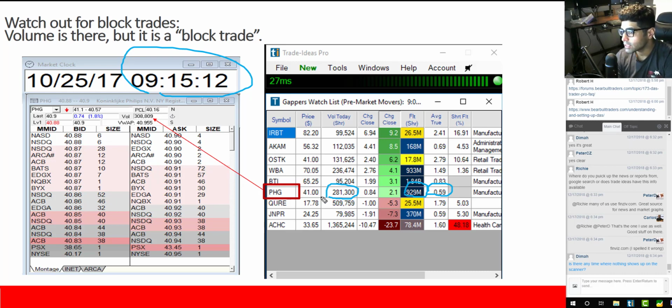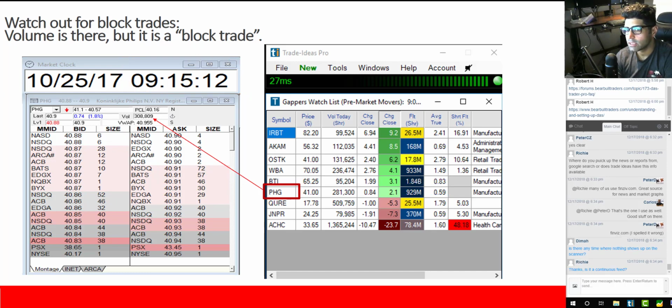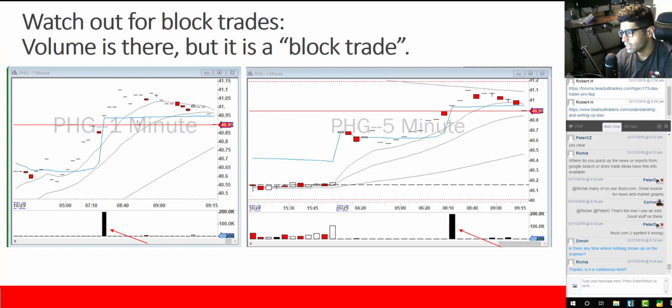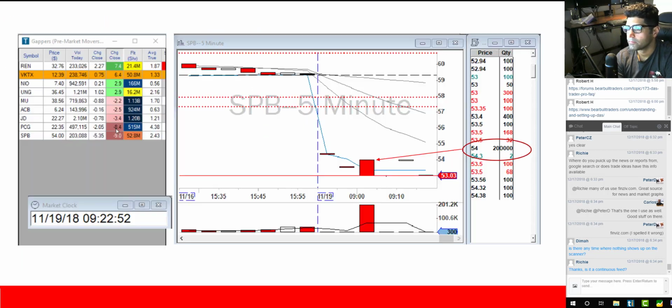And I said, oh, that's great. I come and take a look at this, and yeah, that's pretty decent. But as soon as I checked the price action, I said, damn, that's a block trade. So that's probably not something tradable. This is an example of a block trade that goes through time and sales.